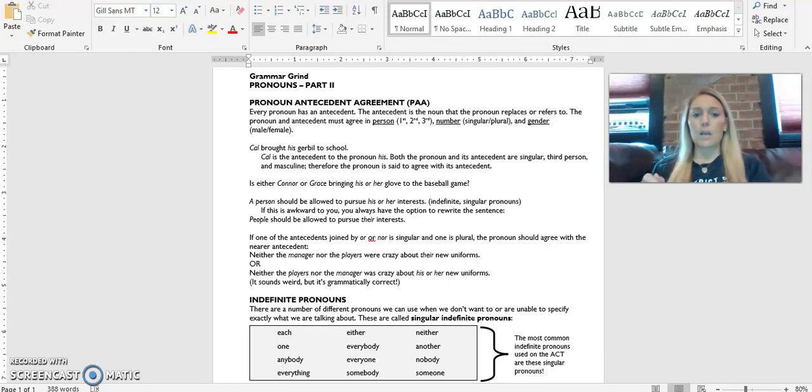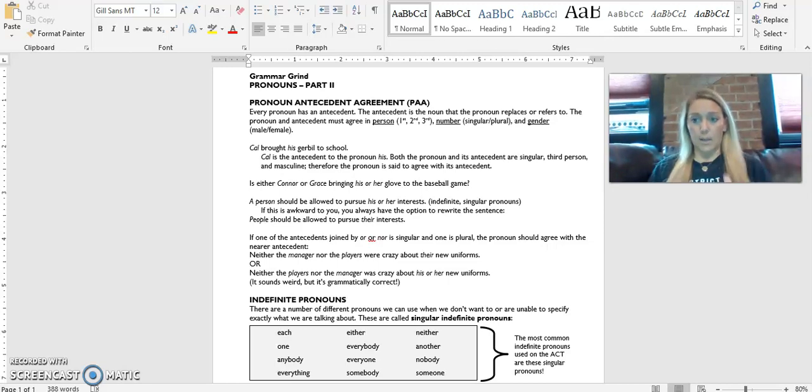So we have those types of rules with pronouns, but every pronoun has an antecedent, and the pronoun and the antecedent must agree. Okay, they must agree in three areas. They must agree in person, so they both need to be either first, second, or third person pronouns. They have to agree in number. Is the pronoun singular or is it plural? And they also have to agree in gender. Is the pronoun male or female?